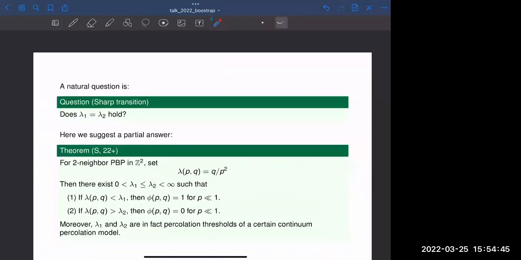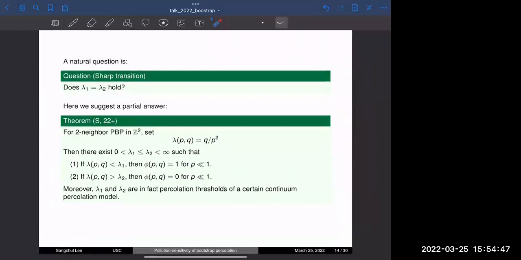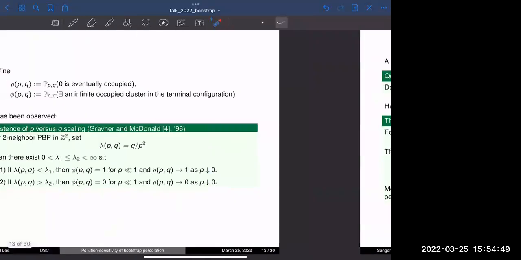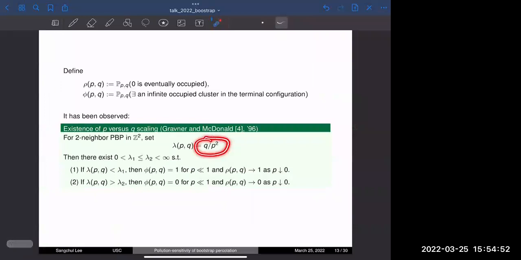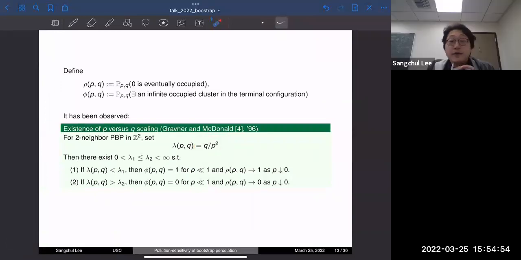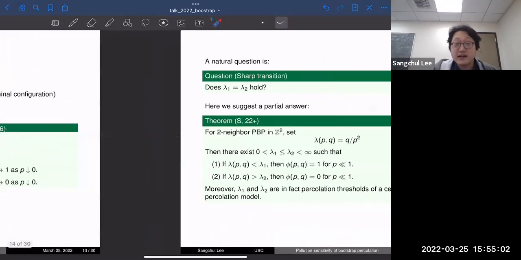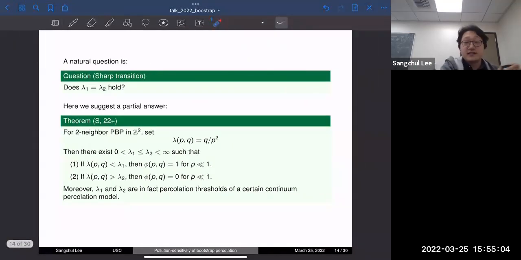Excuse me. Sure. Is a scaling obvious intuitively? I mean, Q should be compared to P squared. Yeah, we will have to get to that explanation later. So why are we expecting this relation to hold naturally? Yeah, that's a good question. Yeah, that's very important.